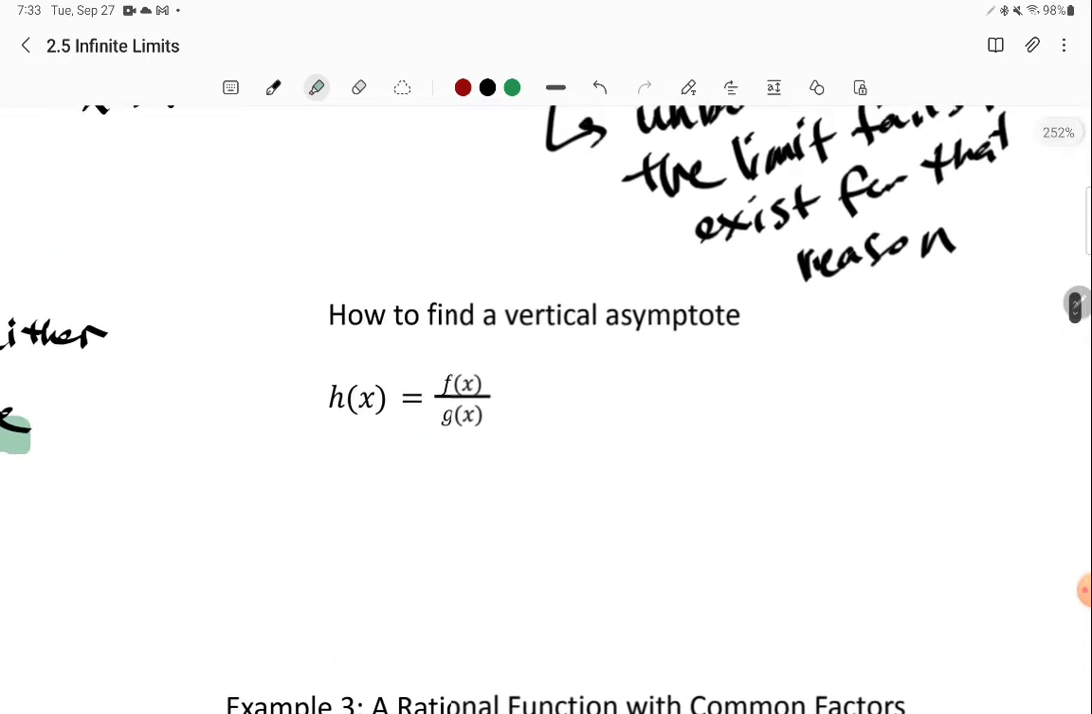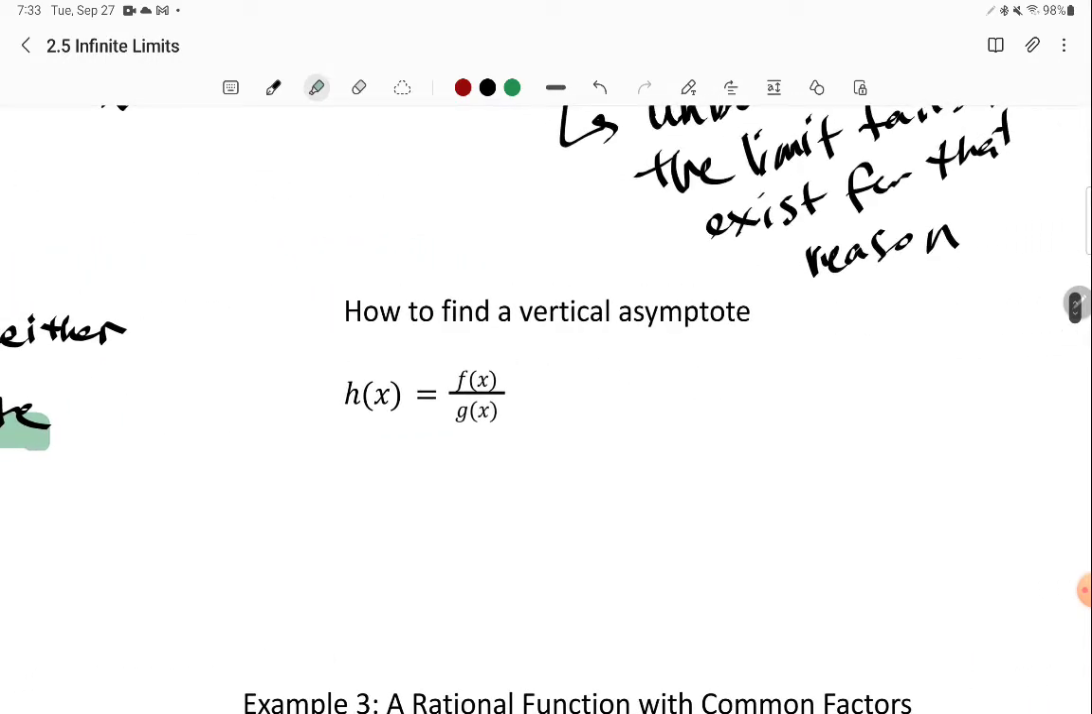Now, how to find vertical asymptotes, right? It's very easy to find. It's where this denominator is equal to 0. Whatever function is in that denominator, set it equal to 0, and there's your vertical asymptote. So that's how you would find them.